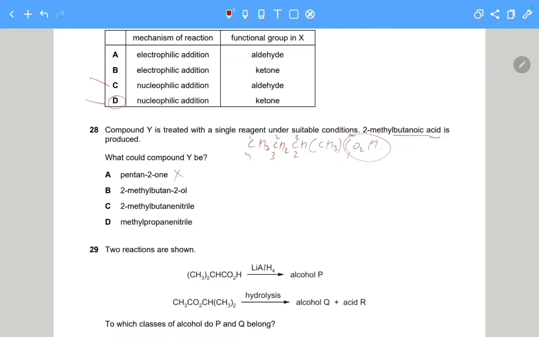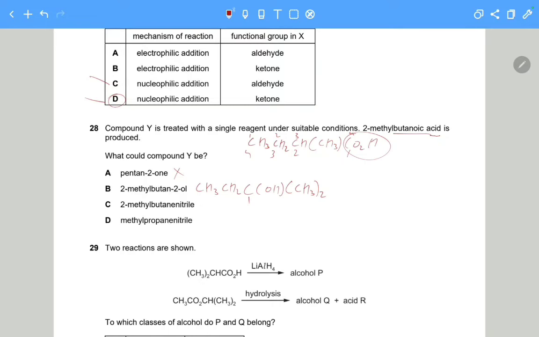2-methylbutan-2-ol, let's draw it out. So CH3, CH2, COH, CH3 whole twice. So this is 2-methylbutan-2-ol, and this is a secondary alcohol, as you can see, because this carbon atom is bound to... this is not a secondary alcohol, it's a tertiary alcohol, my mistake. So it's a tertiary alcohol because this carbon atom is bound to 3 other carbons, and that's why this cannot be oxidized to form anything, so it cannot be used to form a carboxylic acid. So this is wrong as well.